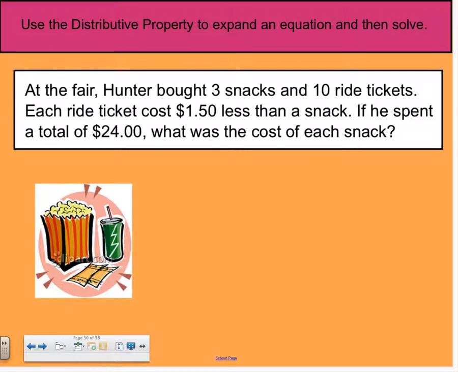Here we go. At the fair, Hunter bought 3 snacks and 10 ride tickets. Each ride ticket cost $1.50 less than a snack. If he spent a total of $24, what was the cost of the snack?